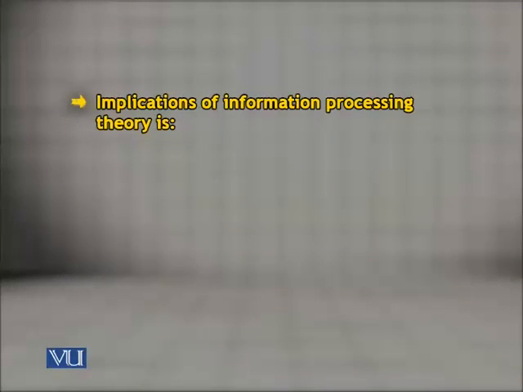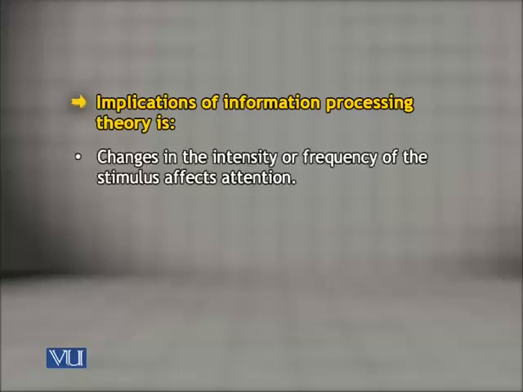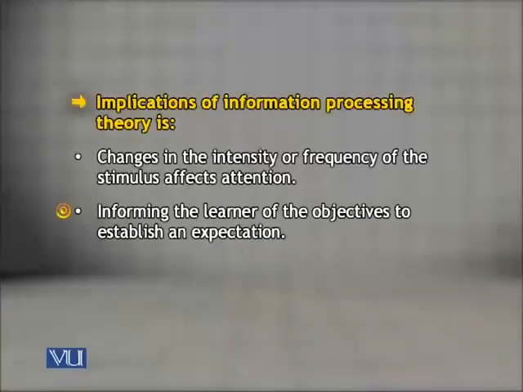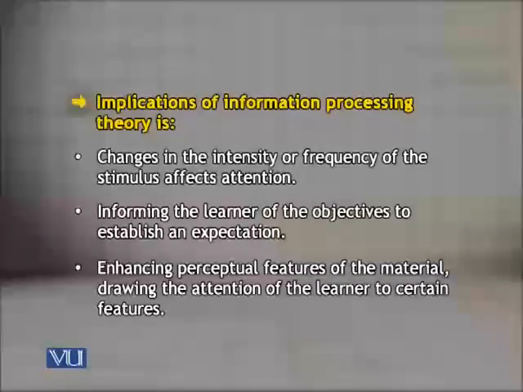The implication of information processing theory on the process of learning has several implications. First of all, changes in the intensity or frequency of the stimulus affect attention. So if you present a particular message in a particular way, or the frequency of presenting a message, that affects your level of attention. Then informing the learner of the objectives to establish an expectation. So you have to inform the learner what the objectives are, or what is expected to be learned out of that experience. Then enhancing perceptual features of the material, drawing the attention of the learner to certain features.